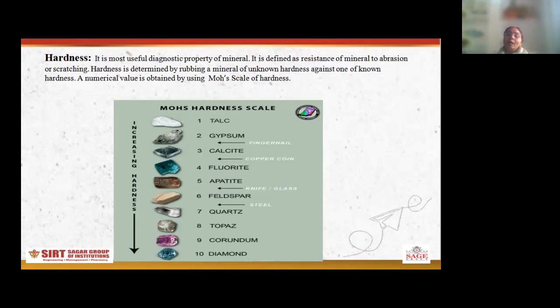When we scratch quartz with topaz, quartz will be scratched. When corundum is scratched by topaz, it will be scratched. So by physical verification, you can find out these hardnesses. This is the hardness scale, in which the order is talc, gypsum, calcite, fluorite, apatite, feldspar, quartz, topaz, corundum and diamond. This is the Mohs scale, and it is a worldwide accepted scale.